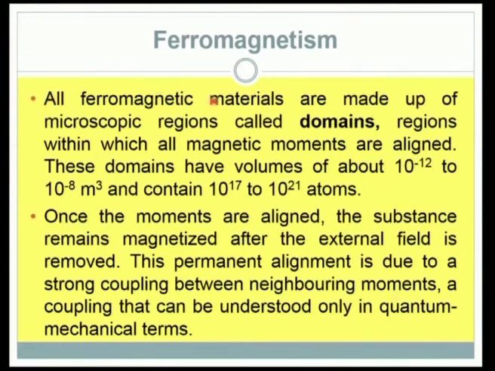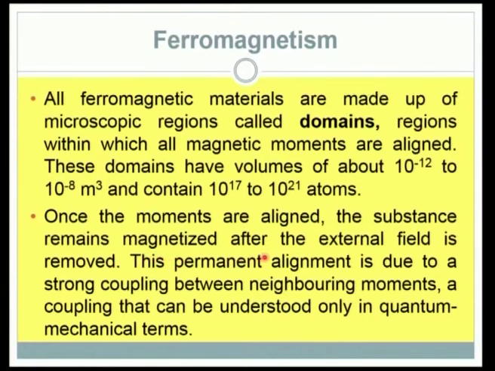All ferromagnetic materials are made up of microscopic regions called domains. The regions within which all magnetic moments are aligned, these domains have volumes of about 10 to the power minus 12 to 10 to the power minus 8 meter cube, that means very small, and contain about 10 to the power 17 to 10 to the power 21 number of atoms. Once the moments are aligned, the substance remains magnetized after the external magnetic field is removed.